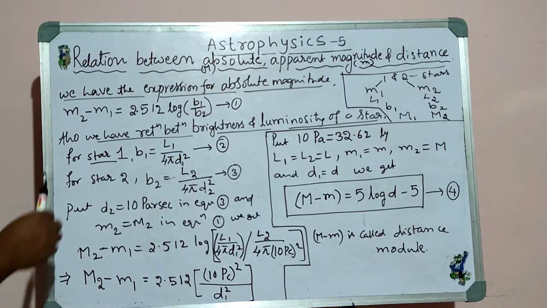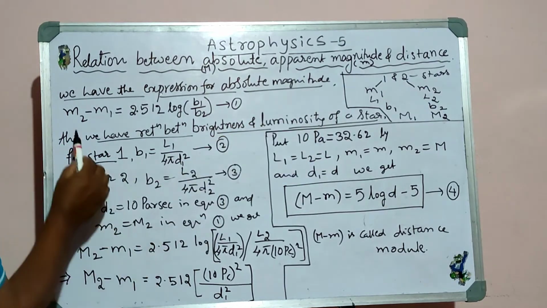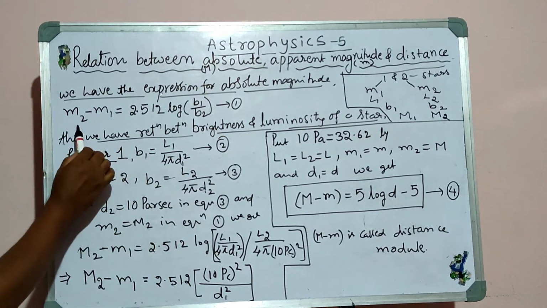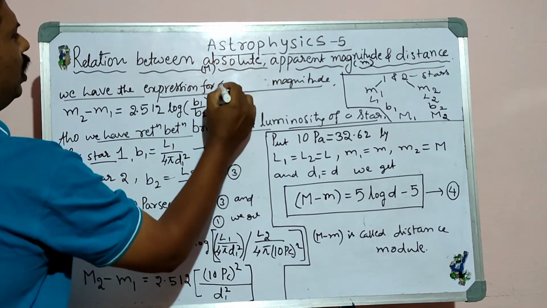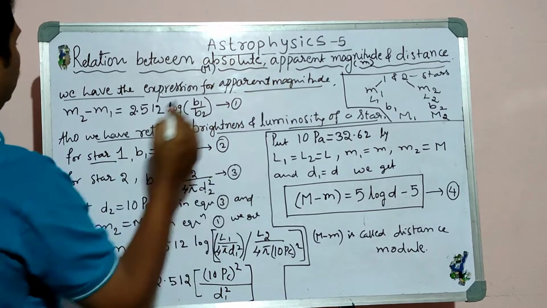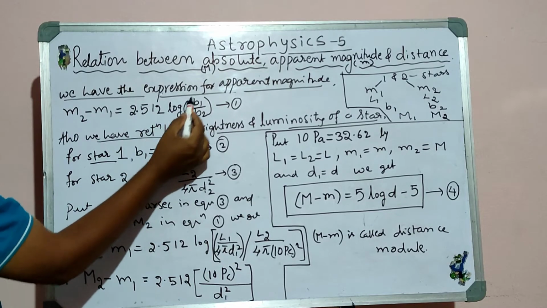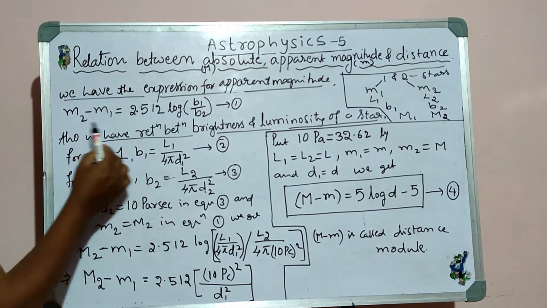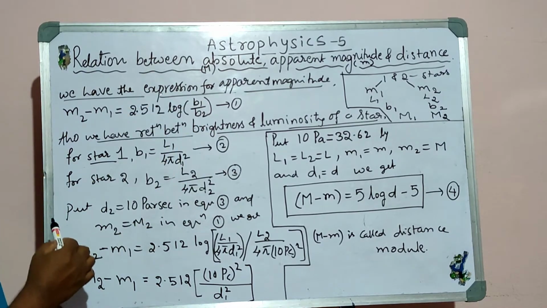Now we know that in the last session we discussed the expression for the difference of the apparent magnitudes. This is not the absolute one, this is the apparent magnitudes. That is, m2 minus m1 is equal to 2.512 log B1 divided by B2, where B1 and B2 are the brightnesses of the two stars respectively.